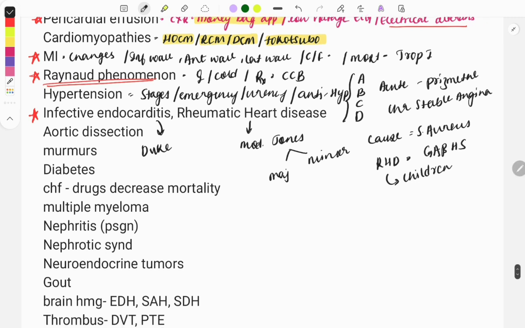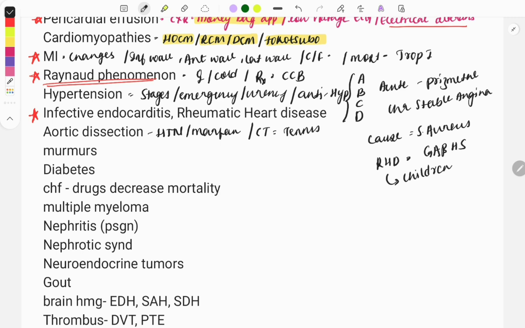Then moving on to aortic dissection. Questions are asked on the cause of aortic dissection. The most common cause is hypertension, and it can also be seen in Marfan syndrome. The classical finding of aortic dissection on CT is a tennis ball appearance.